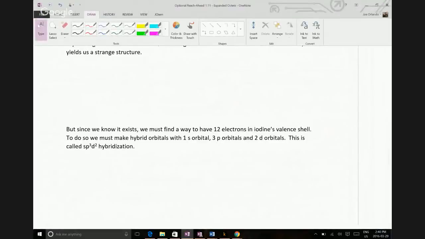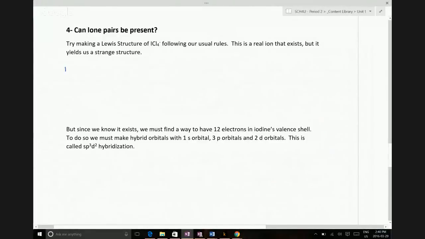So if we looked at iodine tetrachloride, well, iodine gives us 7 electrons. Chlorine also gives us 7, and there's 4 of them. So that's for a total of 28. And it has a -1 charge for a total of 36 electrons.